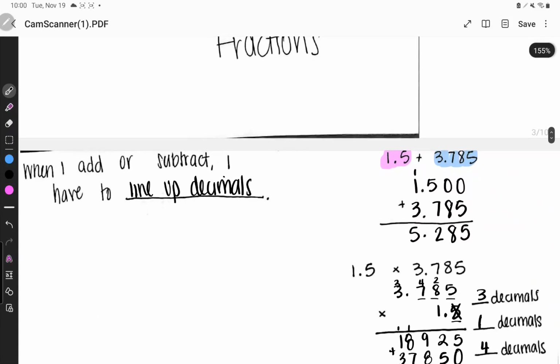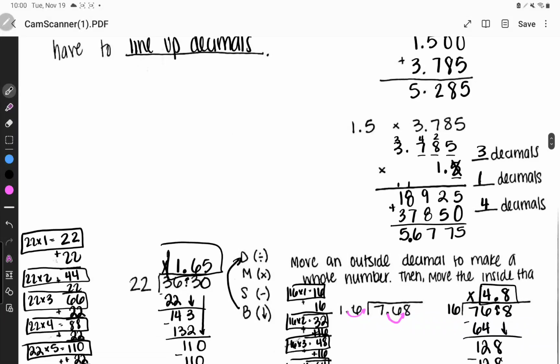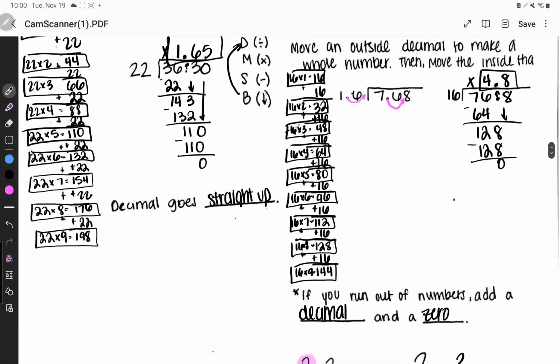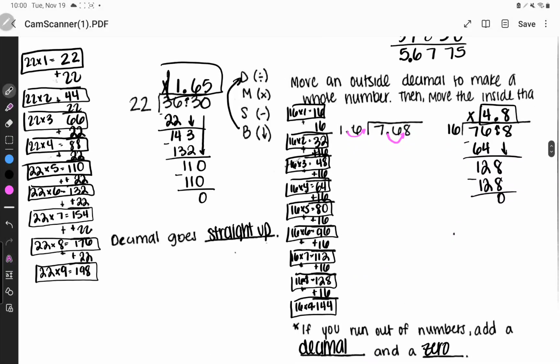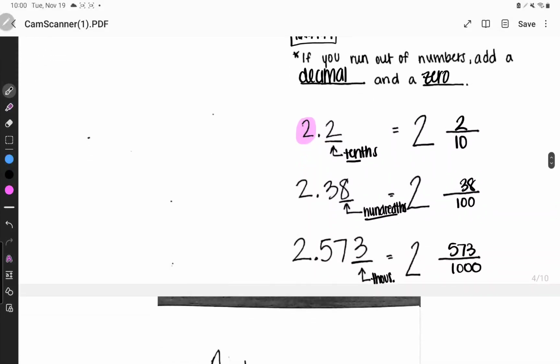So this is the decimal one. So adding and subtracting, line up your decimals. You can pause here if you need it. Multiplying, you go through and you multiply your decimals. You can pause here if you need to. Then here's your division, and you can pause here if you need to. And then here is your turning it into a fraction.